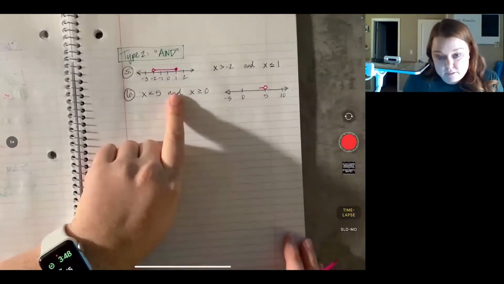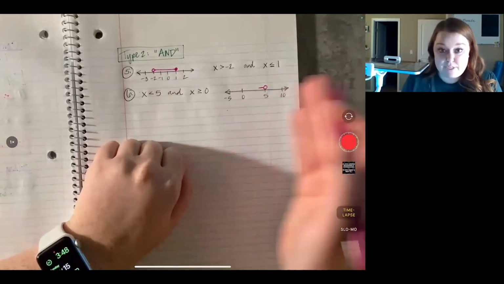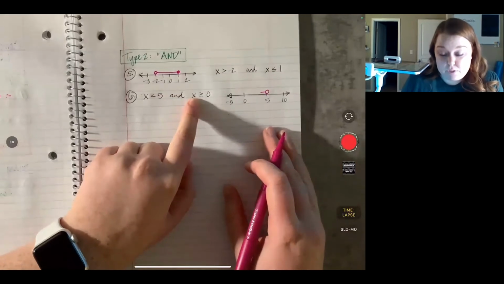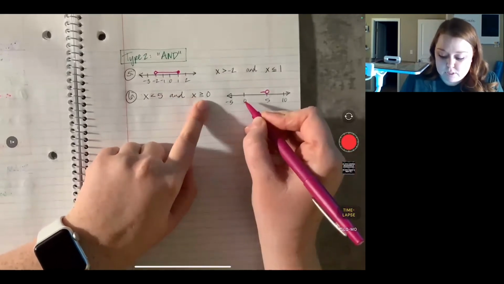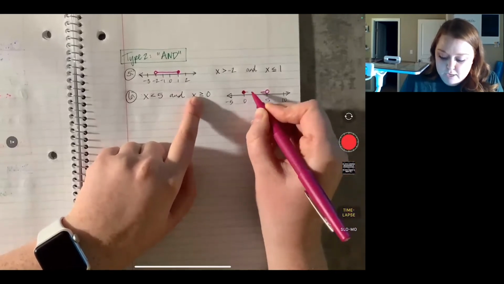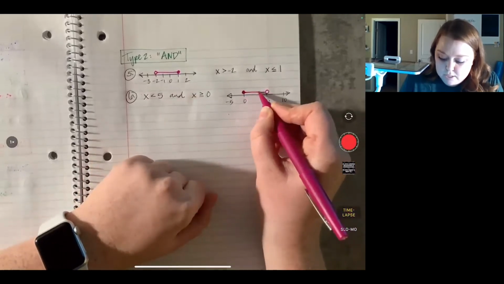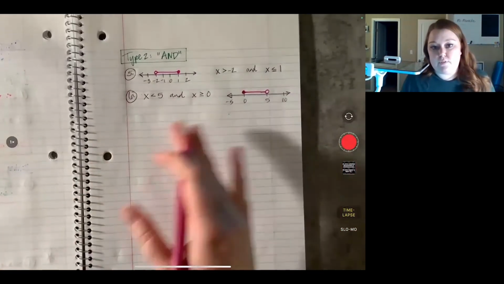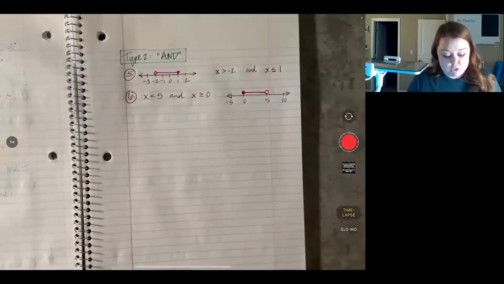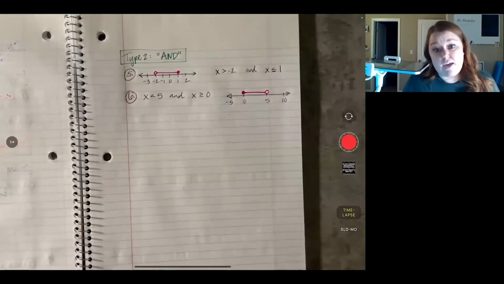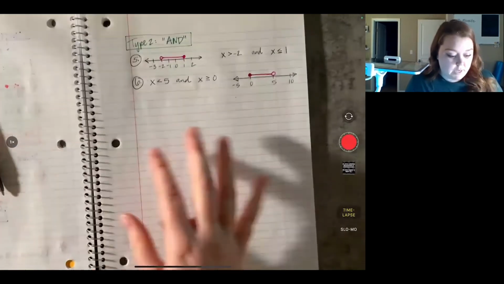Because this says and, I'm not going to do the full arrow because I know it's going to have another endpoint somewhere. x is greater than or equal to 0. So I go to 0. Since it can be equal to 0, I do a closed circle, and greater means to the right. So anything in between these two endpoints would be a solution of this inequality. So that's how you graph them. It takes practice. You might look at this and go, huh? It just takes practice and then you'll pick it up, I promise.